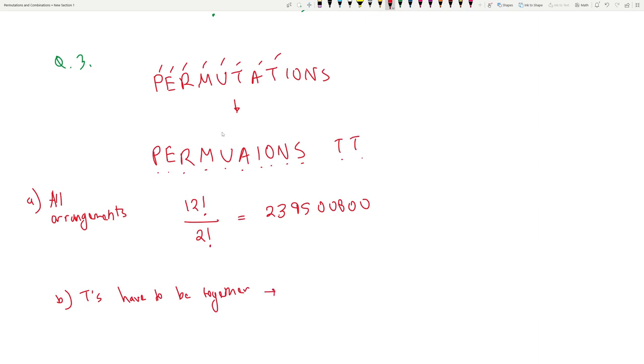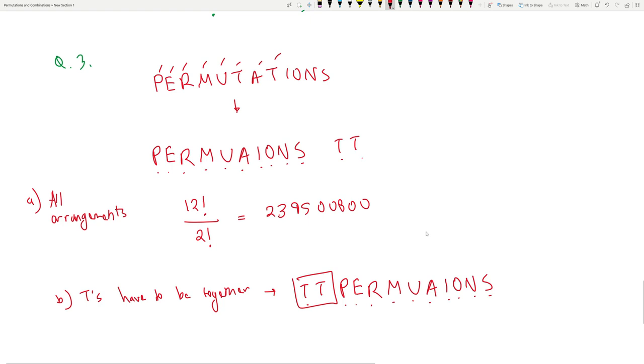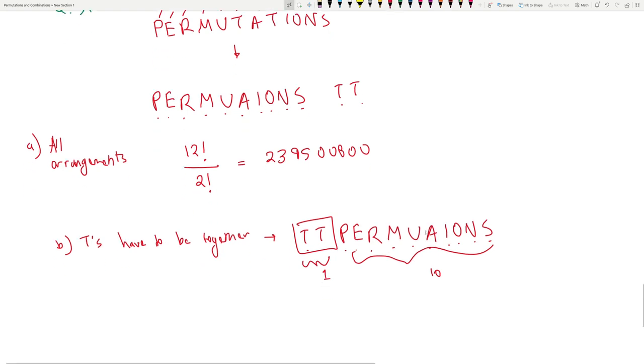So what did I tell you guys? Consider the T's as a single unit. So the T's will be one unit and the others will be individual units. So how many units do we have? We have 10 over here, 1 over here. So do it with me. 11 factorial, because we have 10 plus 1 units, 11 units.